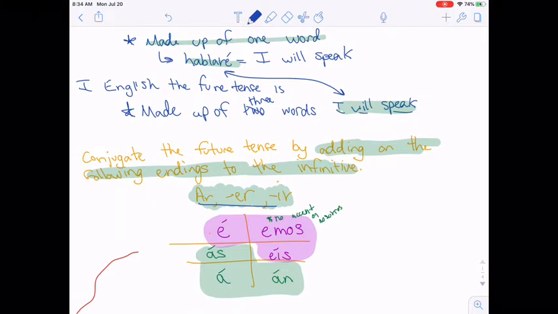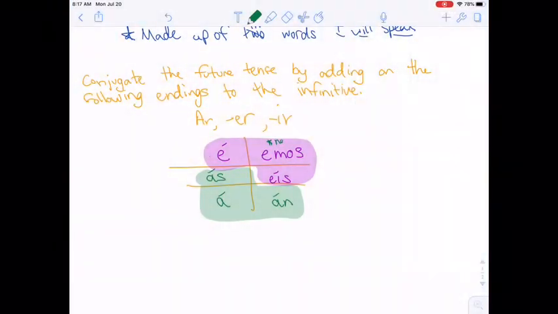So you can see I put two different colors. The reason why I put two different colors is because I teach this as Tetris blocks, right? So you have the E's on top, the A's on the bottom. If you remember your E's are on top, your A's on the bottom, you should be good to go. Everything has an accent except for nosotros.